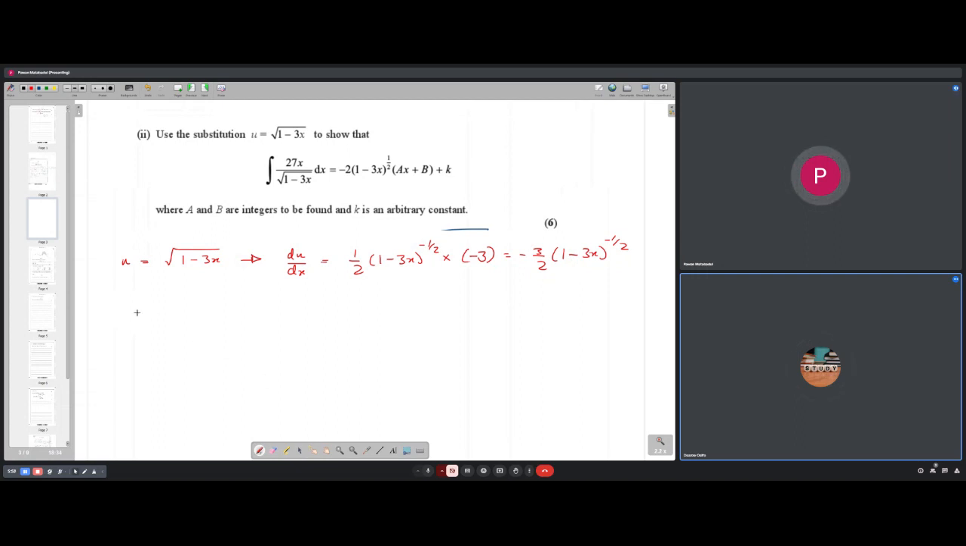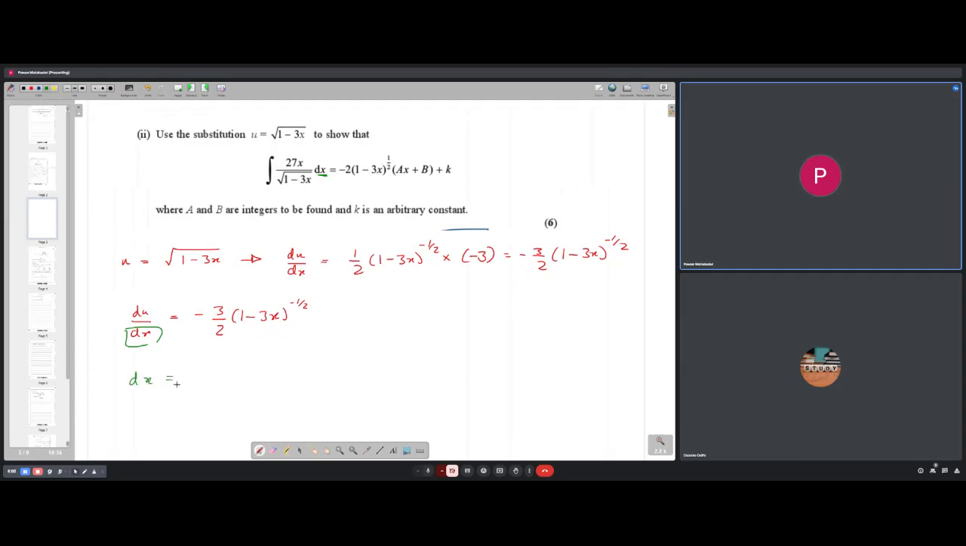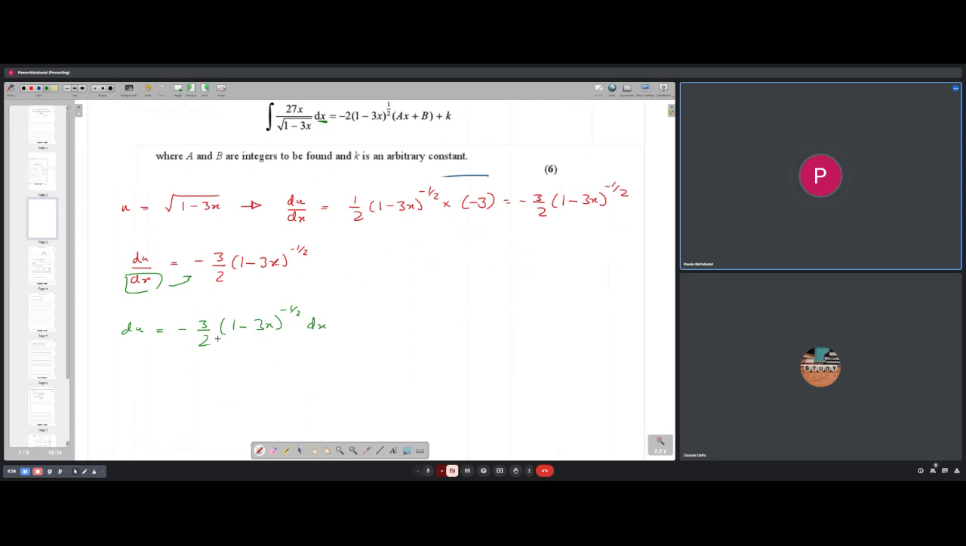Okay. Now, we know du over dx is equal to all of this. So du over dx is equal to minus 3 over 2, 1 minus 3x to the power of minus a half. So now what we want to do is replace this dx. So we want to make dx the subject in a way. So I'm going to bring it over to this side. So you have du is equal to minus 3 over 2, 1 minus 3x to the power of minus a half dx. Okay? And then we're just going to bring everything over. So you have minus 2/3.